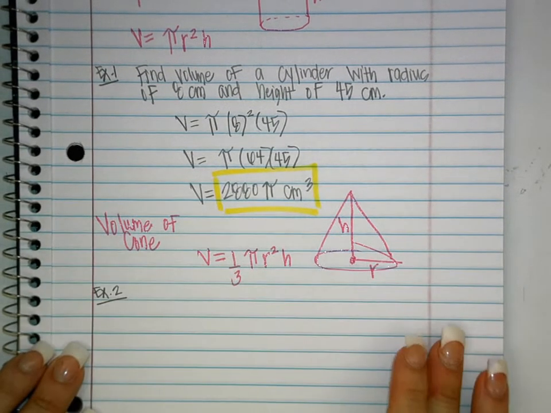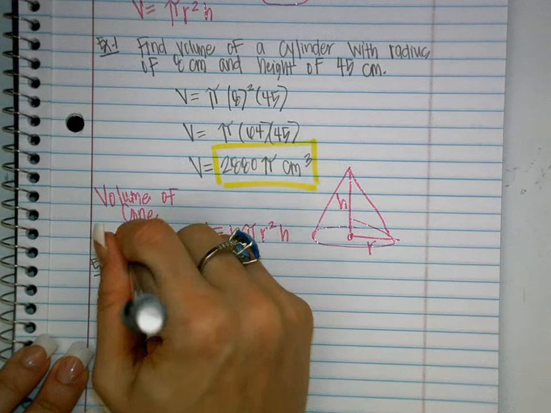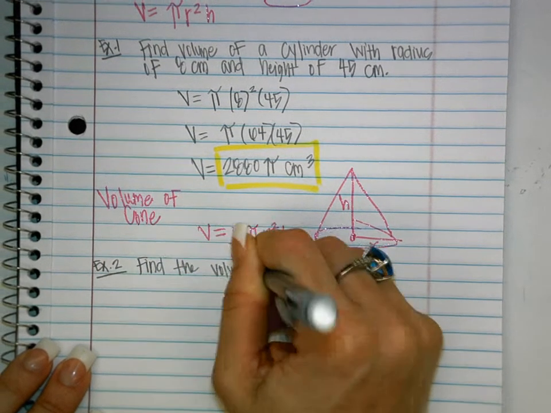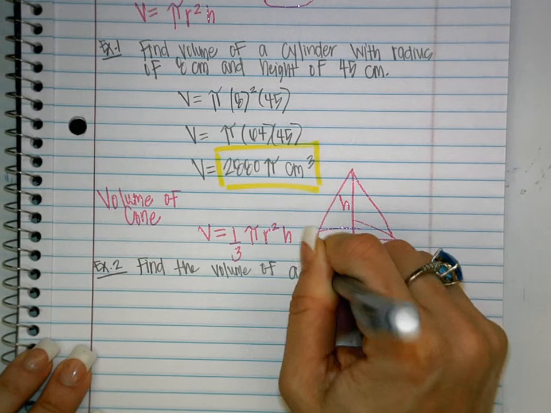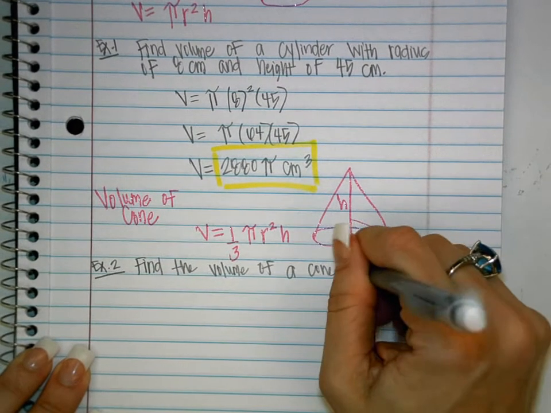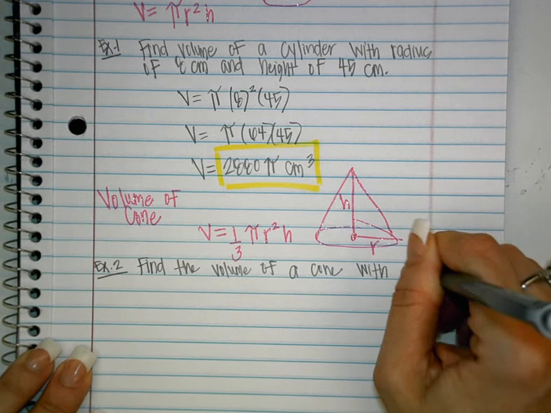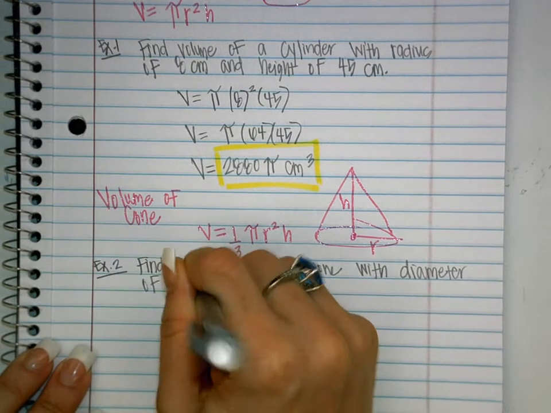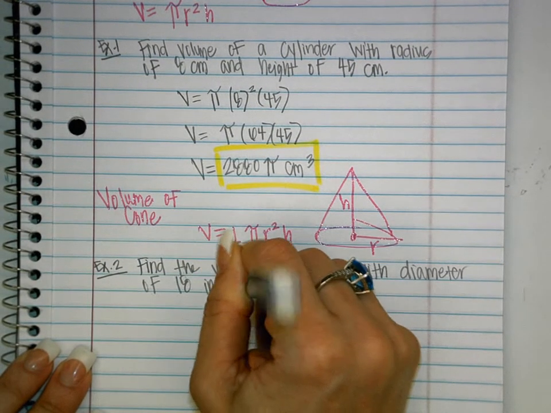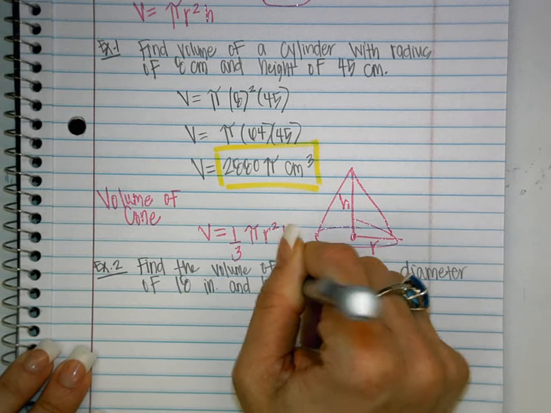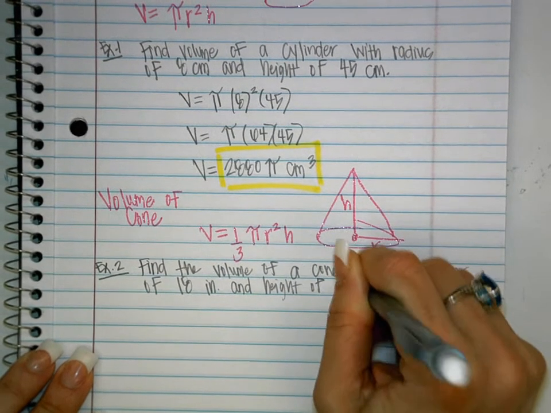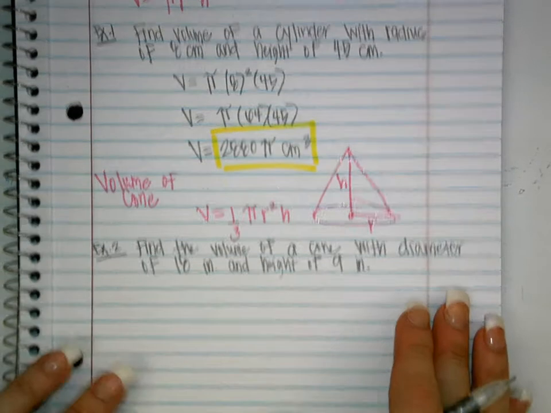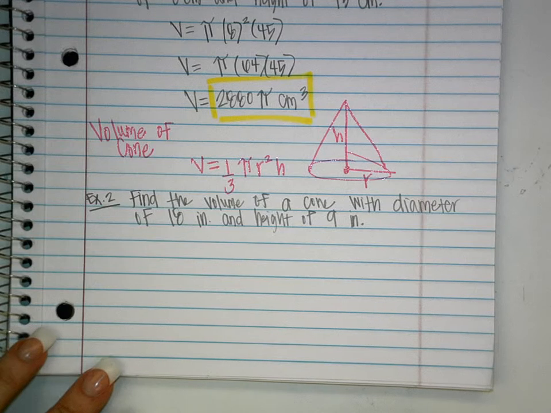Okay, example number 2. I would like you to find the volume of a cone with diameter of 18 inches and height of 9 inches. Find the volume of a cone with diameter of 18 inches and height of 9 inches.